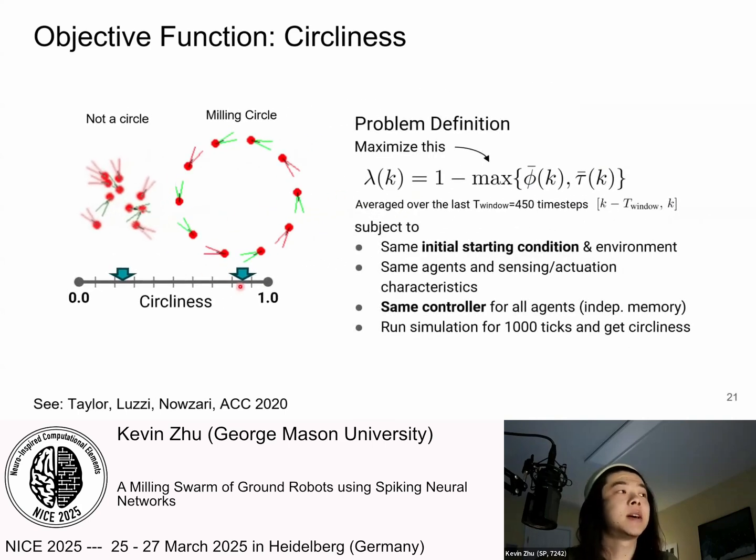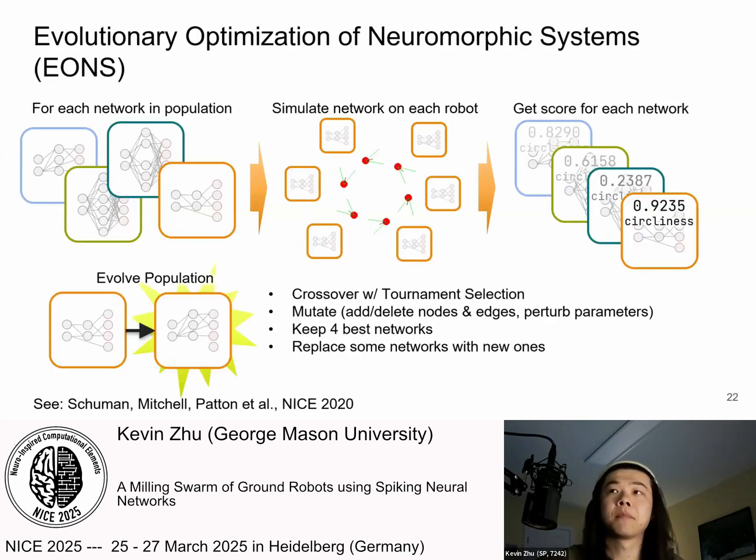We also average this metric over a time window because we want the robots to form the circle not for a brief moment in time when we take one measurement, but over a period so that they maintain this circular formation. And we'll take this measurement subject to the same initial starting condition, the same environment. All of the agents in the simulation will be roughly the same, taken from an average of those measurements from earlier, and we'll use the same controller. We'll give the same controller to every single agent, but we'll give them independent memory, and we'll run the simulation for a fixed number of ticks, and then we get a circliness value associated with it. So for each network, we run the simulation and get an associated circliness score.